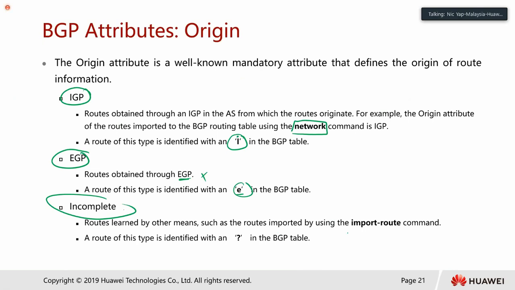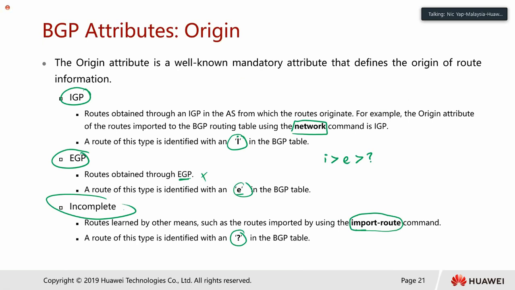Incomplete: whichever route that you import using the import-route command will get this question mark. So in this case, the preference will be something like this: I, E, question mark. Question mark is the least preferred, E is second, and I is the most preferred. That is on the origin.